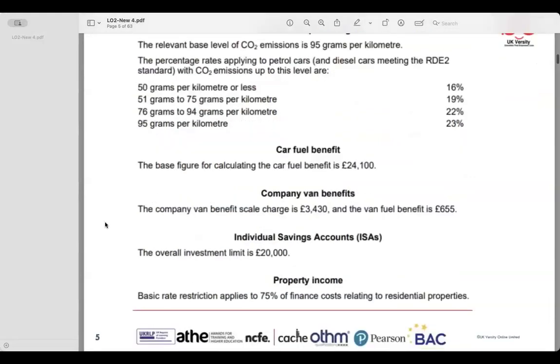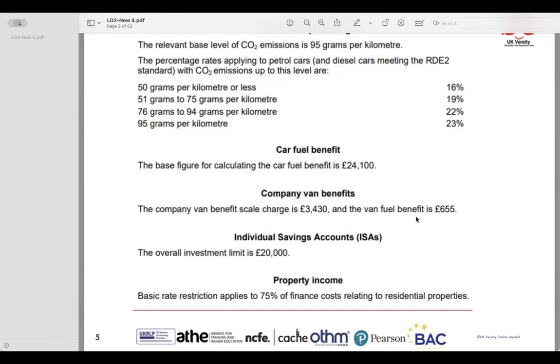Moving on: car fuel benefits, company van benefits, individual savings accounts, and property income. For car fuel benefits, the base figure for calculation is £24,100. This is used to determine the taxable benefit of having access to company-provided fuel for private use. For company van benefits, the scale charge is set at £3,430, and the van fuel benefit is £655.